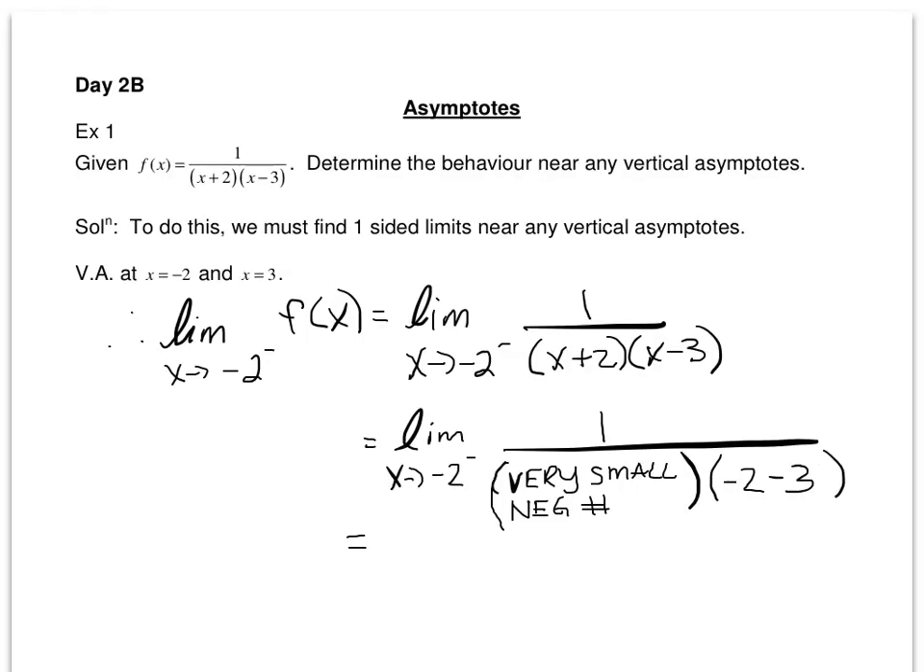So what happens is x is approaching negative 2 from the left-hand side. So that's going to be like negative 2.1, then maybe negative 2.01, negative 2.001. And overall, this whole section here will become a very, very small number on the negative side, multiplied with negative 5 here. So I'm going to have a very, very small negative number multiplied with another negative number. So overall, this whole denominator is going to be a very, very small positive number. 1 divided by a very, very small positive number is going to be huge. So it's going to end up approaching positive infinity.